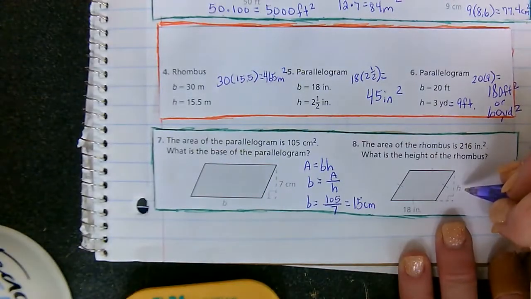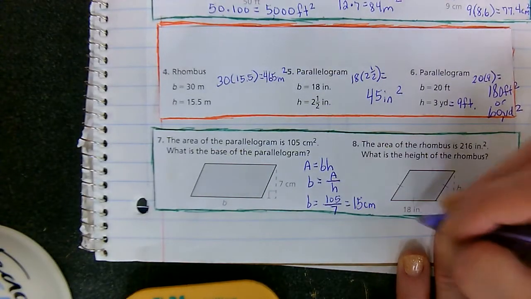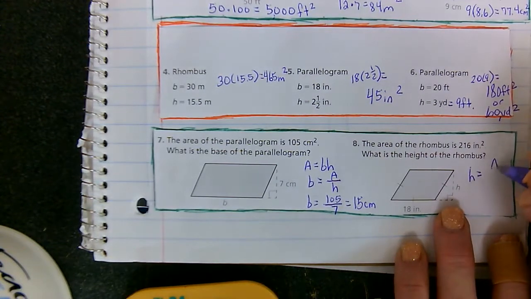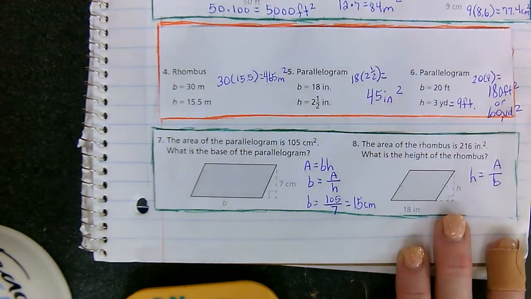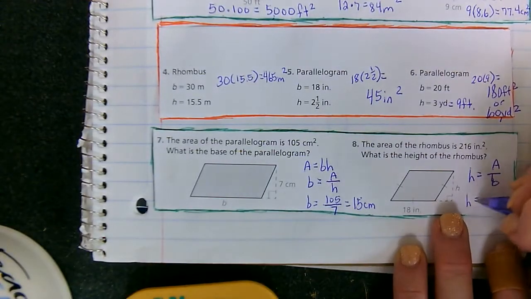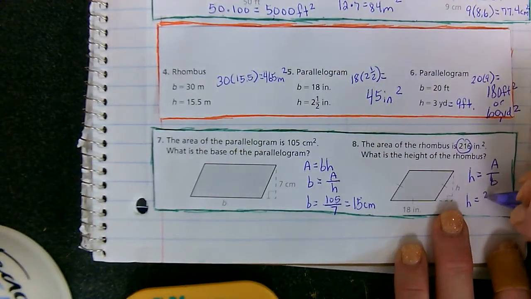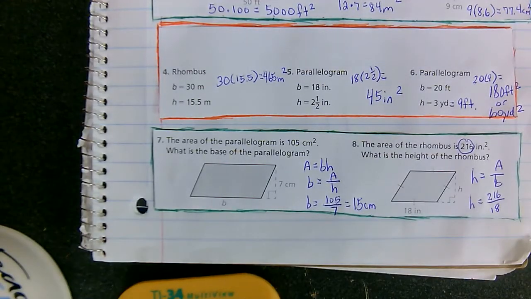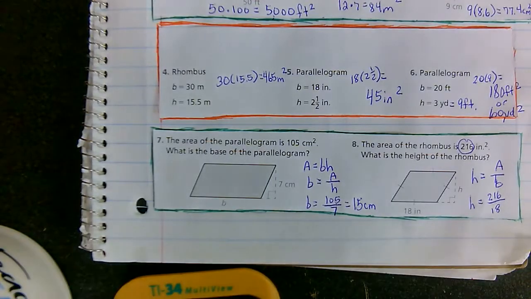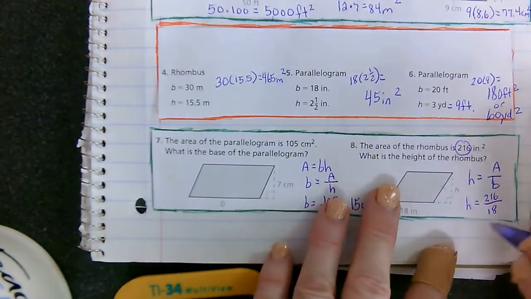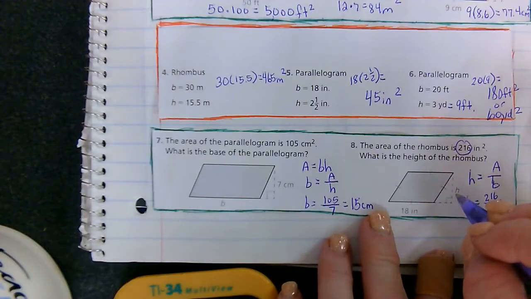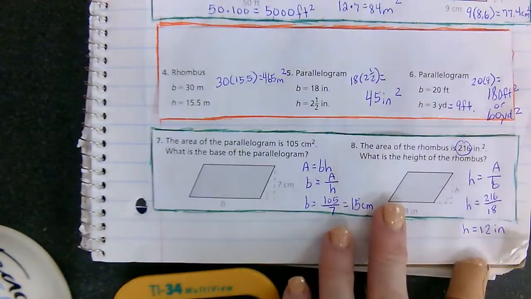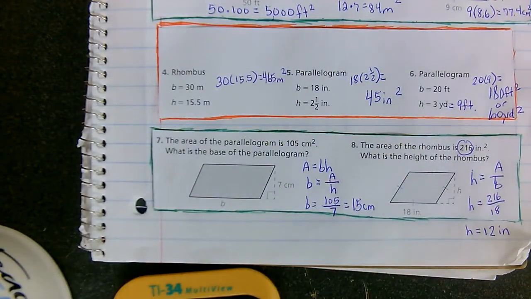Same for the next one. On this one, we are trying to find the height. We have the base. So the formula for that would be height is equal to the area divided by the base. Okay? And that would be H equals, up here, 216 divided by the base of 18. So you do 216 divided by 18, and you get 12. So that would equal 12, and in this case it is inches. So H equals 12 inches for the distance of the height. Okay, we're going to the next page.